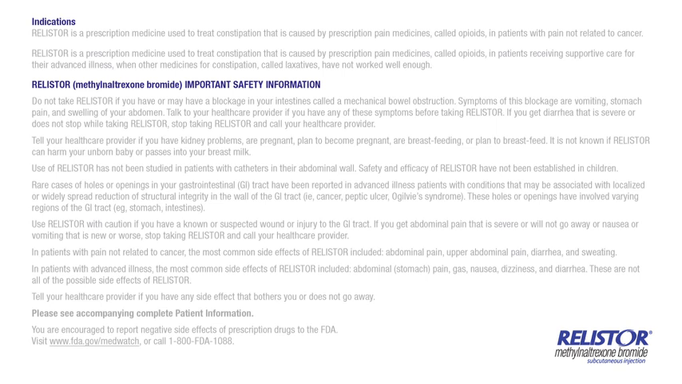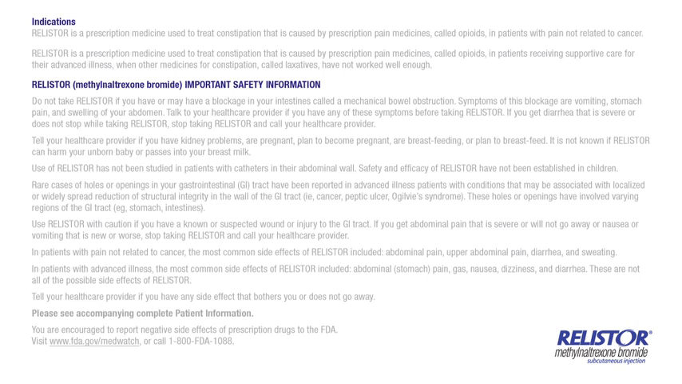Use of Relistor has not been studied in patients with catheters in their abdominal wall. Safety and efficacy of Relistor have not been established in children. Rare cases of holes or openings in your gastrointestinal or GI tract have been reported in advanced illness patients with conditions that may be associated with localized or widely spread reduction of structural integrity in the wall of the GI tract, that is, cancer, peptic ulcers, or Ogilvie syndrome. These holes or openings have involved varying regions of the GI tract, for example, the stomach or intestines. Use Relistor with caution if you have a known or suspected wound or injury to the GI tract.